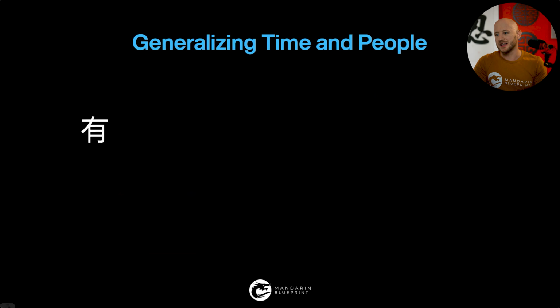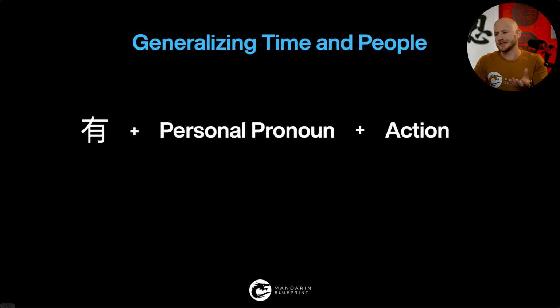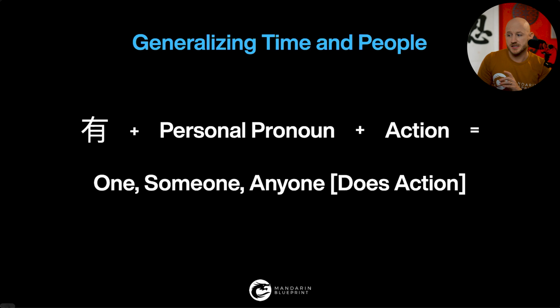You just want to say something like, a friend told me, or someone said that. So what you'll have here is 有 plus some kind of personal pronoun plus an action. And that means one, someone, anyone did that action, does that action. So let's get into it.